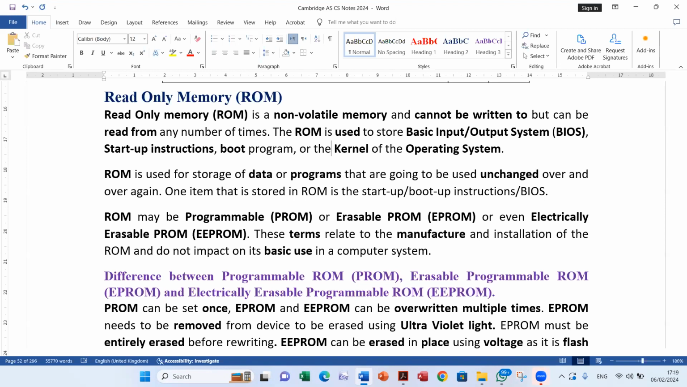ROM is used for storage of data or programs that are going to be used unchanged over and over again. One of the items that is stored in the ROM is the startup boot up instruction, the BIOS. Okay, so this is the ROM.